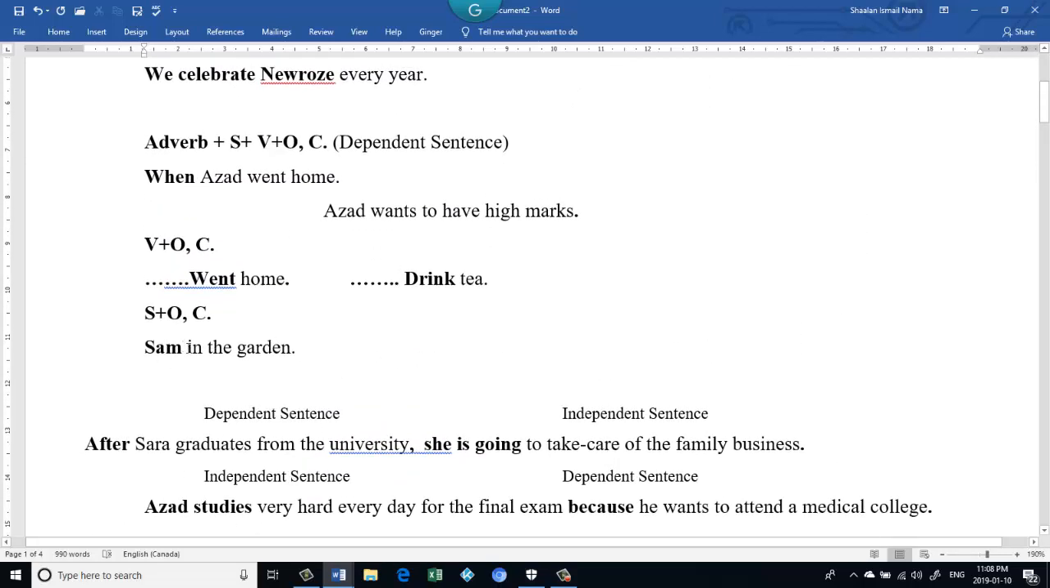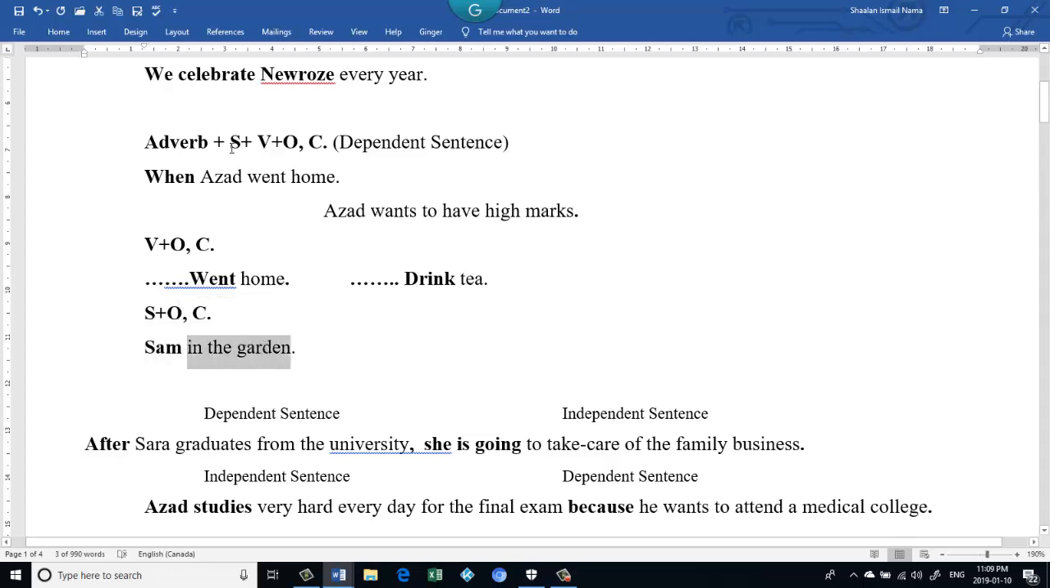Sam in the garden. We look at it, we have a subject, here's the subject, here's the object, here's the complement, or sometimes just one of them. Here I have my subject according to the formula. Here I have the object.